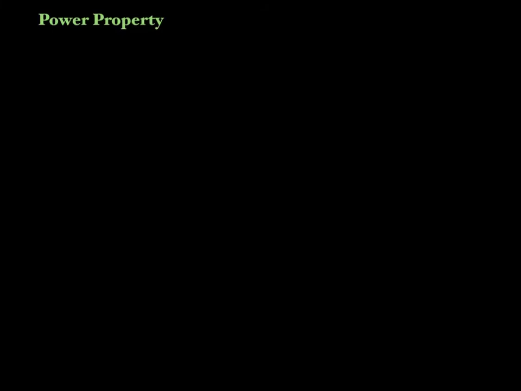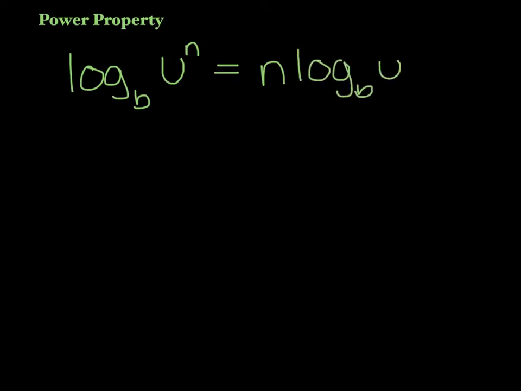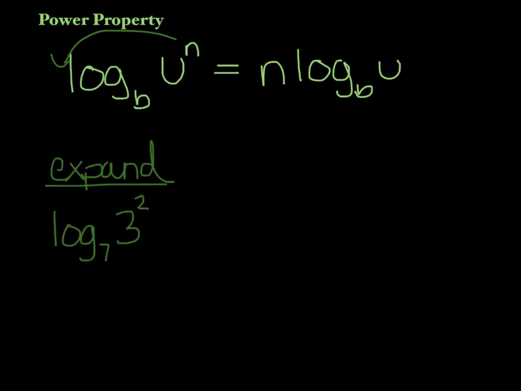So, the power property now. The power property says if I have a logarithm, log base b, of some number to a power, so we'll say u to the n power, then we can take that power and essentially move it in front and multiply it by the logarithm, n log base b of u. It just moves from here to here. That's all it does. So for example, if I said expand log base 7 of 3 squared, you would just take that 2, move it out in front, and write 2 log base 7 of 3.